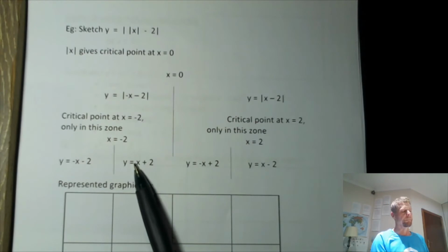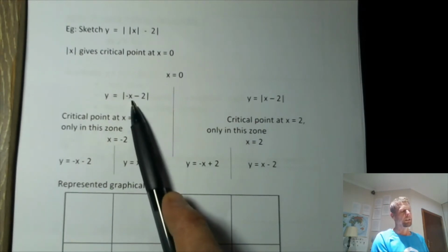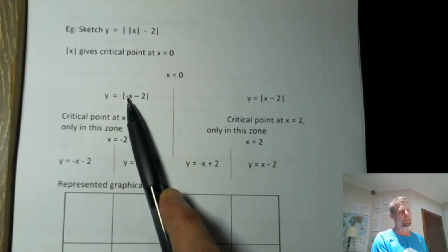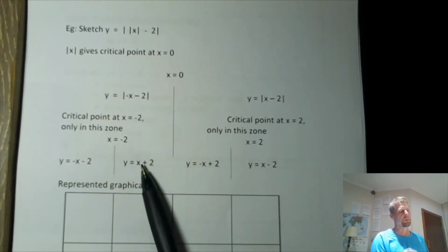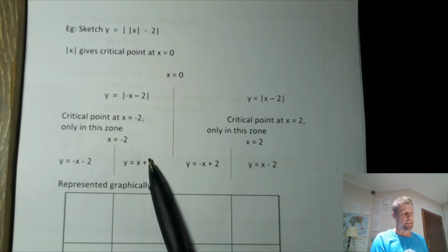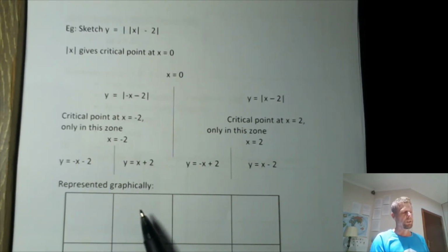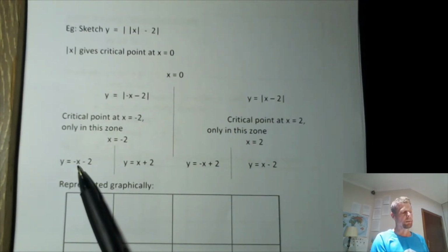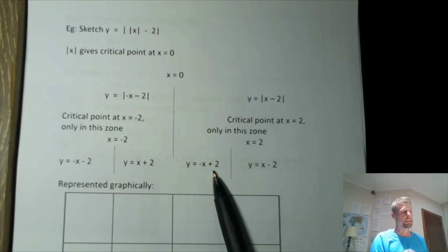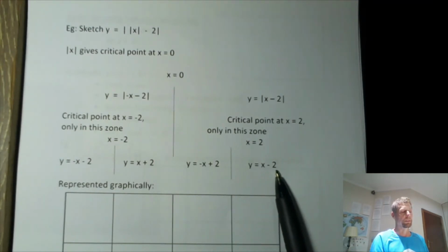Then, say if x is minus 1, you're going to get a negative number. So you need to invert it. So the minus x becomes an x, and the minus 2 becomes a 2. Both signs have to be changed. It's very important to remember that you must change the signs of the entire function. You're not just changing the sign of x within the mod. You're changing everything inside. So here are my 4 zones now. I've got 4 equations. Y equals minus x minus 2, y equals x plus 2, y equals minus x plus 2, and y equals x minus 2.